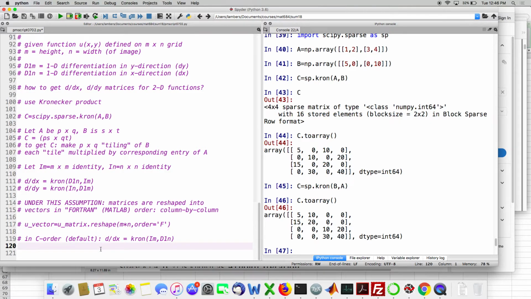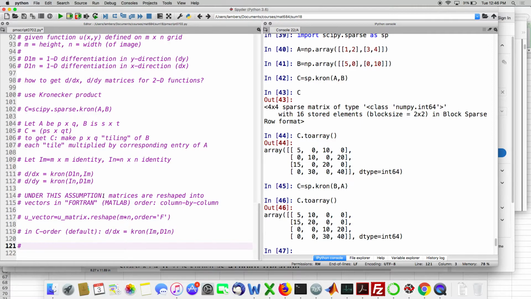So this is how you construct these partial differentiation matrices. And what I've done is I've shown it here for the forward difference, but you can do the same thing for the backward difference and center difference. You use a Kronecker product in exactly the same way. Now, the thing is, the forward and backward difference are first order accurate. Center difference is second order accurate.